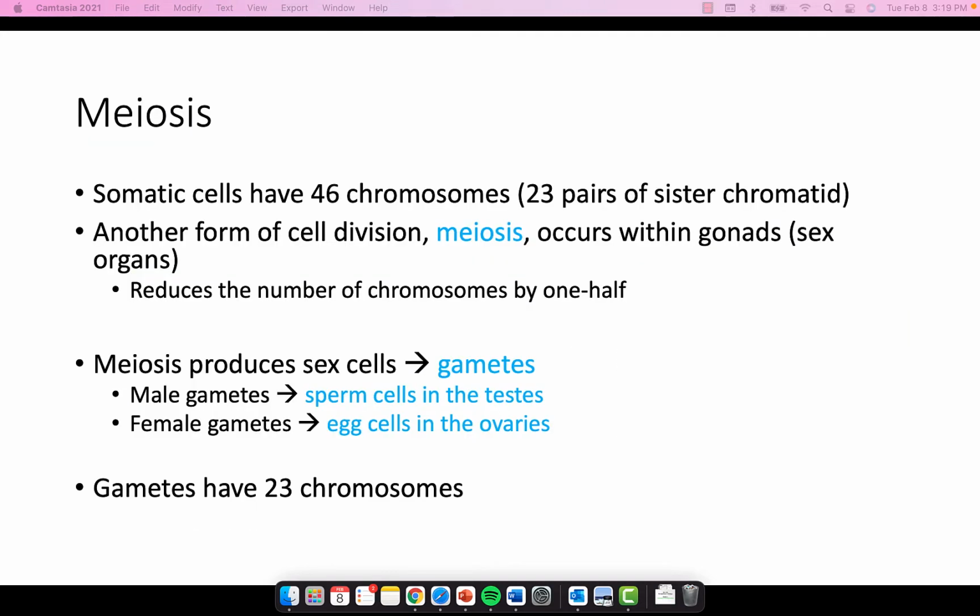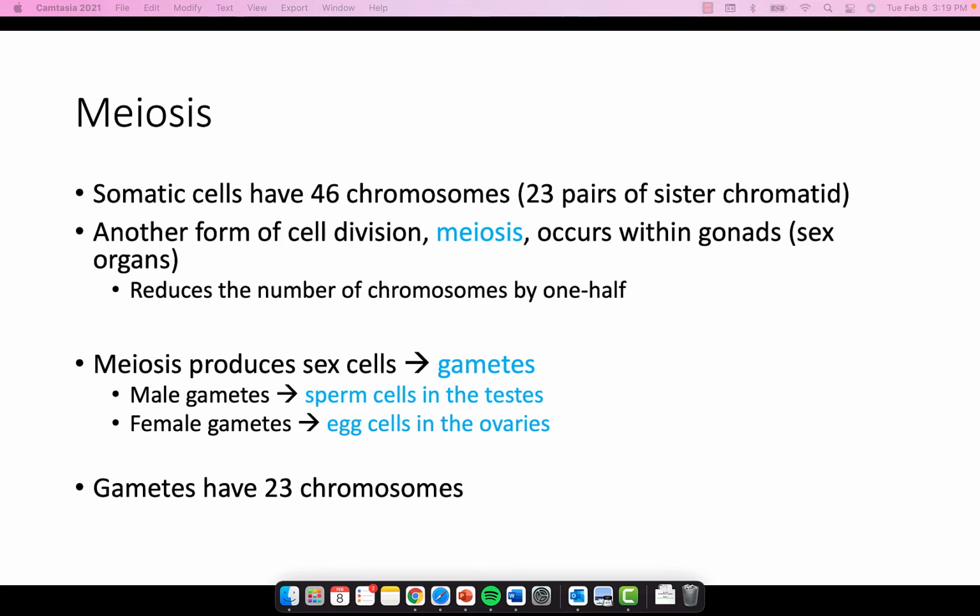Now, meiosis is going to be pretty similar to mitosis, but a little bit busier and a little bit more physiology to understand. So, meiosis is basically the production of sex cells. Somatic cells, which we just went over with mitosis, have 46 chromosomes, 23 pairs of sister chromatids. Another form of cellular division is meiosis, which only occurs in the gonads.